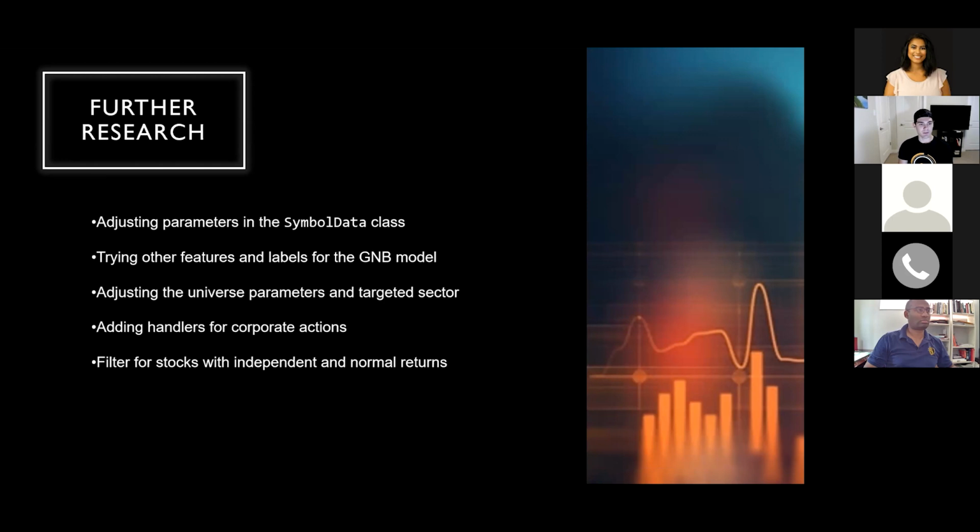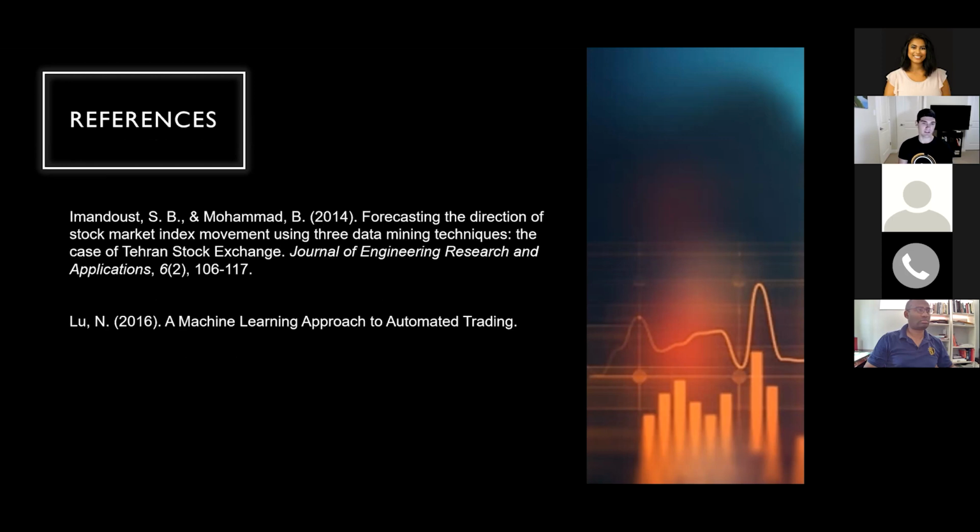The current implementation doesn't have any handlers for corporate actions, so that's something that could be added. And lastly, we could filter for stocks with independent and normal returns. This is actually an underlying assumption of the Bayes theorem. There are tests for this, but we left those out simply because the research papers, the references that I include here, didn't actually do any tests for those, so I didn't do any in this algorithm. But you are encouraged to do that if you want to do some more work on this strategy.